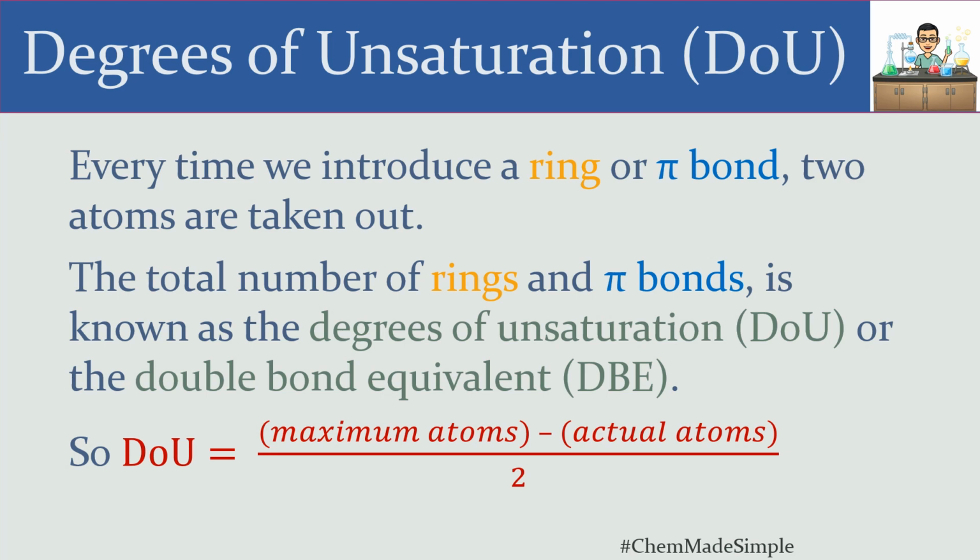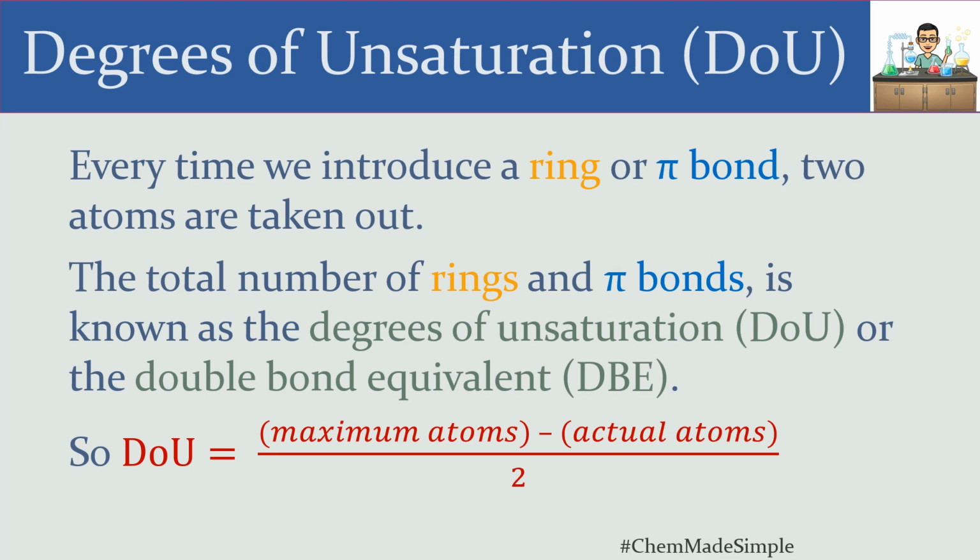Then the number of degrees of unsaturation, if I'm interested in knowing how many rings and how many pi bonds I have altogether, I'm going to take a look at what the theoretical maximum number of atoms is. And I'm going to subtract from that the actual atoms that are on the molecule.